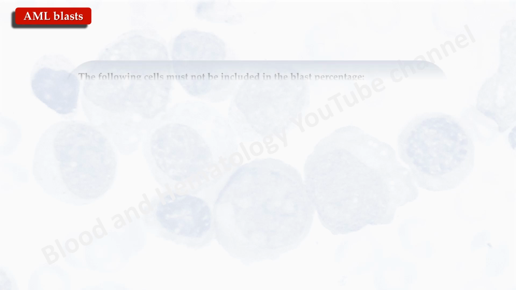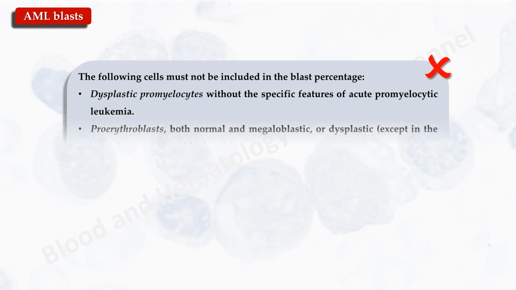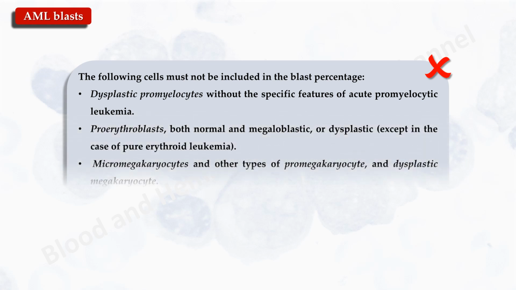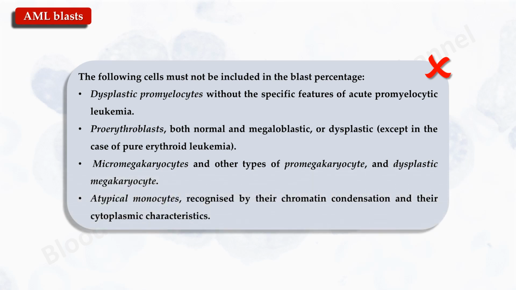The following cells must not be included in the blast percentage. Dysplastic promyelocytes without the specific features of acute promyelocytic leukemia. Proerythroblasts, both normal and megaloblastic, or dysplastic. Micromegakaryocytes and other types of promegakaryocyte and dysplastic megakaryocyte. Atypical monocytes, recognized by their chromatin condensation and their cytoplasmic characteristics.